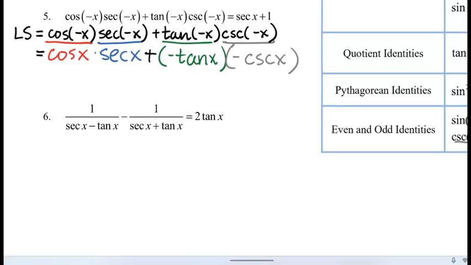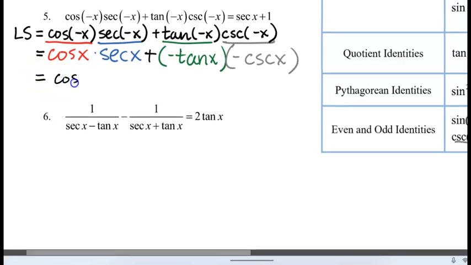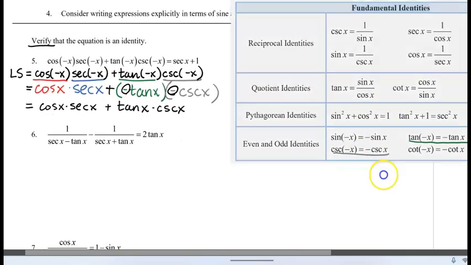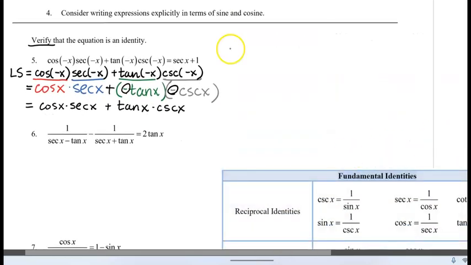So now let's just work on simplifying these minus signs that we have in here. We have cosine times secant plus, we have a negative and a negative, so they'll cancel out and just leave us with tangent times cosecant. And now we're going to continue simplifying this. So I'm just going to rewrite this expression. And I'm going to start switching things to sine and cosine now to simplify them.